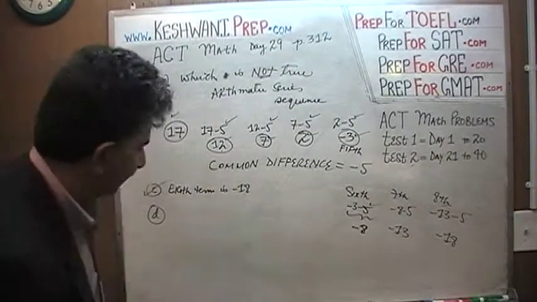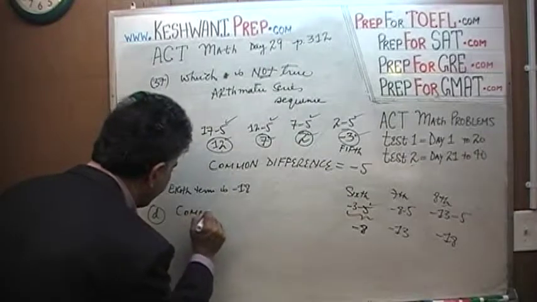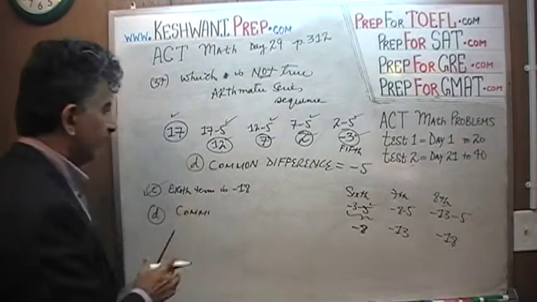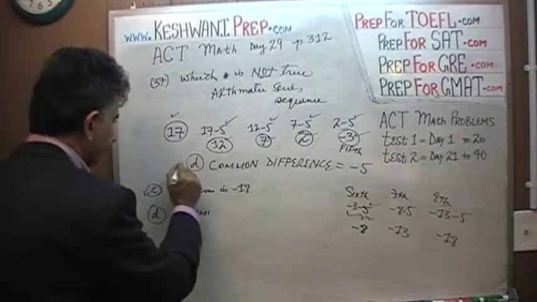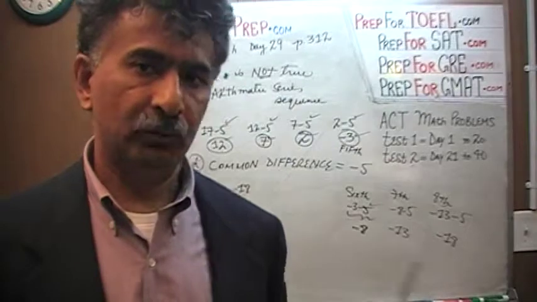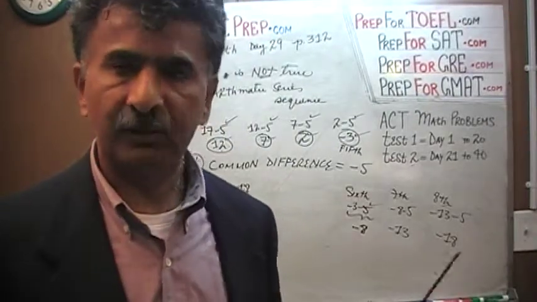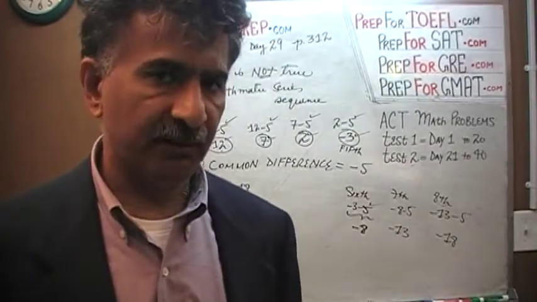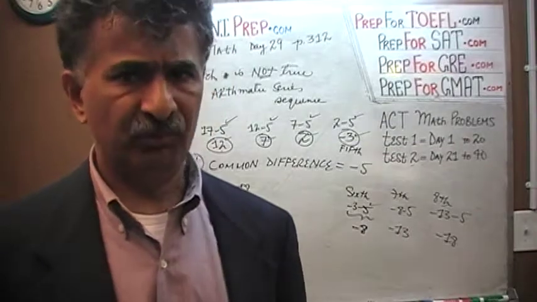D says that the common difference is 5, which is correct. Now here's the question. How would we go about doing this problem in the real exam? Would we do it this way? The answer is no, obviously, because as you can see, there are too many chances of making careless mistakes, and it's a very time-consuming process.